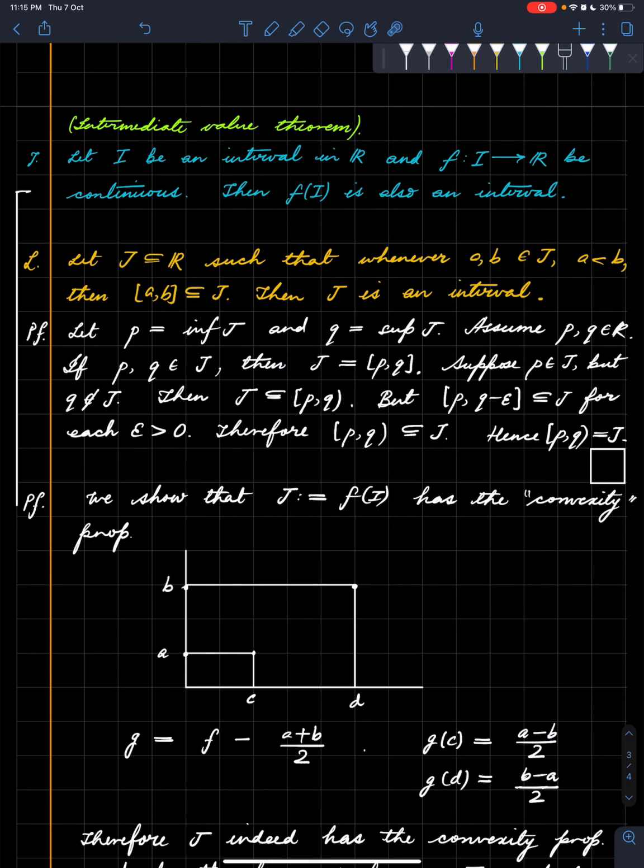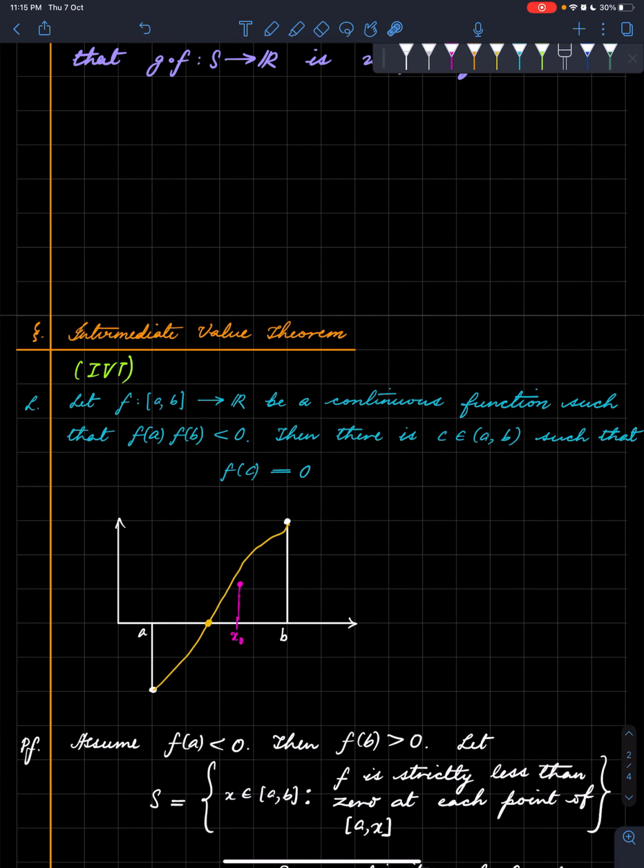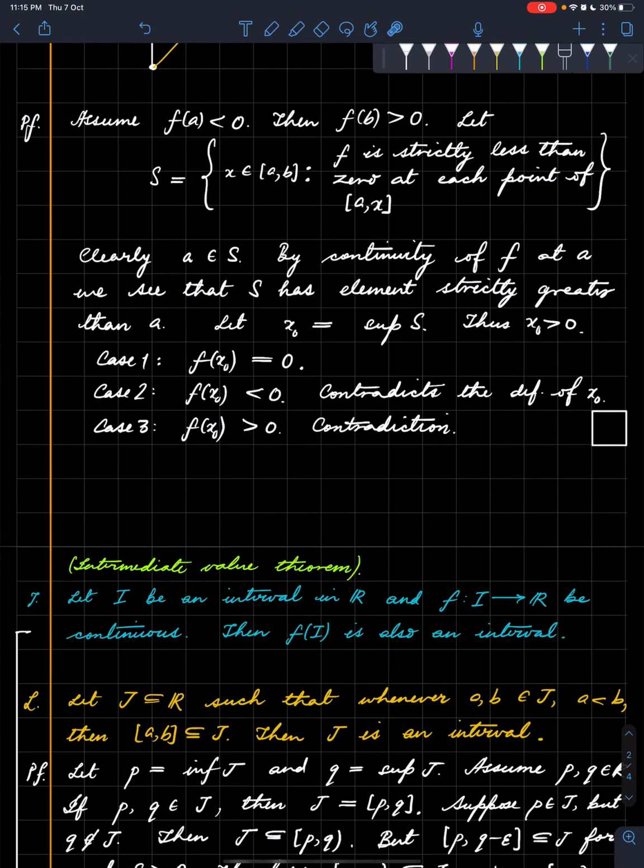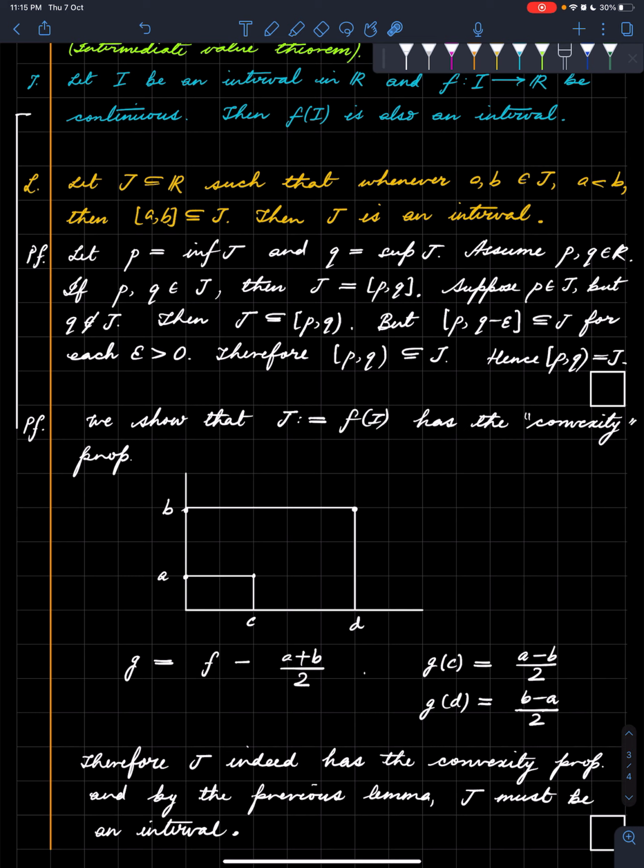So this is what one can call the intermediate value theorem. Whichever you prefer, you can call this the intermediate value theorem if you want, or you can call this fact the intermediate value theorem, where you say that if f achieves two values, then f also achieves all the values in between. Of course, you have the hypothesis of continuity, otherwise this is simply not true.